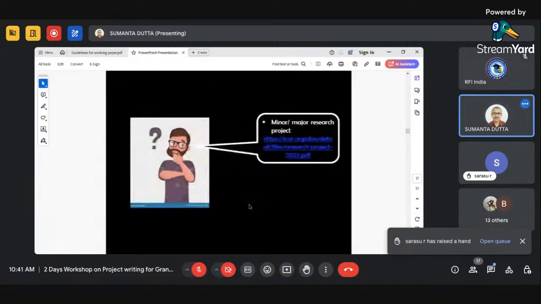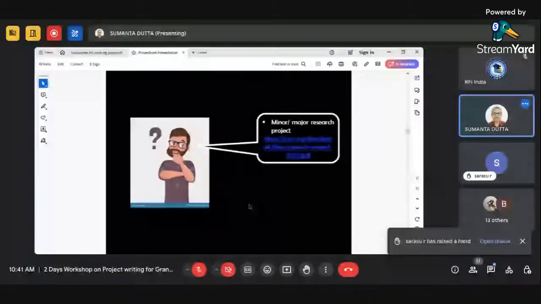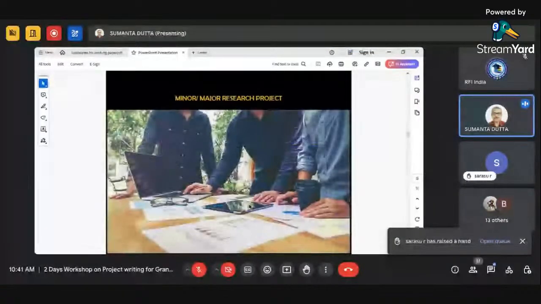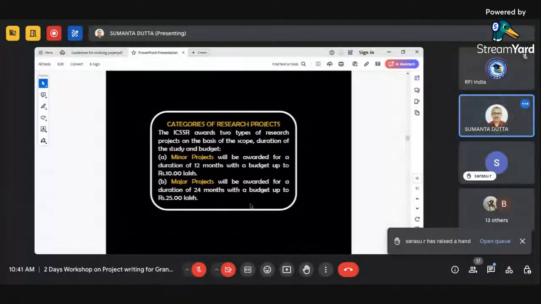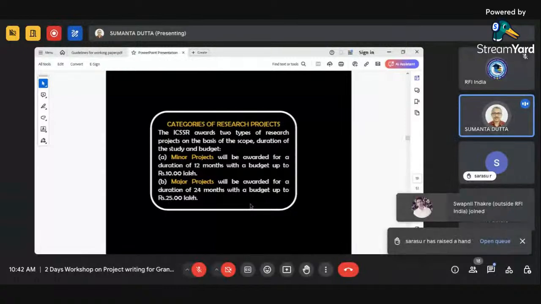Okay, now we try to focus right now on the minor and major research projects. The projects are being subdivided into two parts, minor and major. Generally, the minor project lasts for a year and a major project lasts for 2 years, where the maximum ceiling for the fund that can be allocated by ICSSL depends on the quality of research work undertaken by the principal investigator. It may be 10 lakh or it may be 25 lakhs.